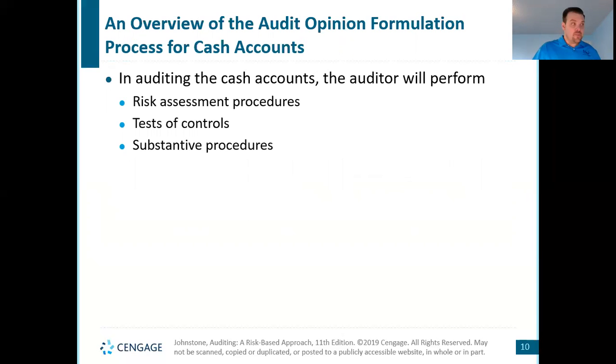Okay, on to page 497, an overview of the audit opinion formulation process for cash accounts. In auditing cash accounts, the auditor will perform risk assessment procedures, tests of controls, and substantive procedures. We're going to go into some detail about what types of controls and substantive procedures. We'll move on from this one for now, but we will be performing all three of those types of procedures and tests within our audit of cash.